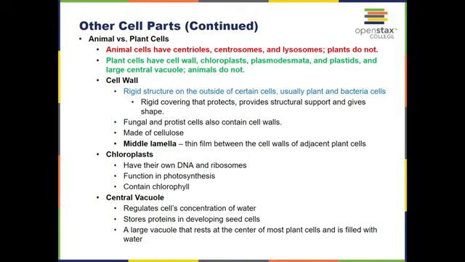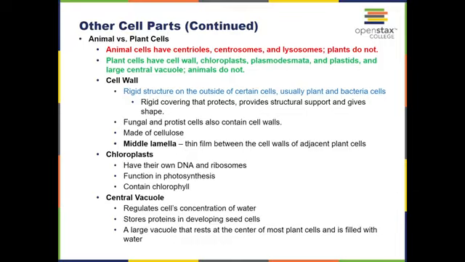Chloroplasts are also only found in plant cells. These are the organelles that also have their own DNA and ribosomes like mitochondria, and were believed to be old prokaryotes. Whereas mitochondria are involved in the process of cellular respiration, chloroplasts are involved in the process of photosynthesis, and they actually contain chlorophyll, which is a green pigment that absorbs sunlight and then converts that into chemical energy.